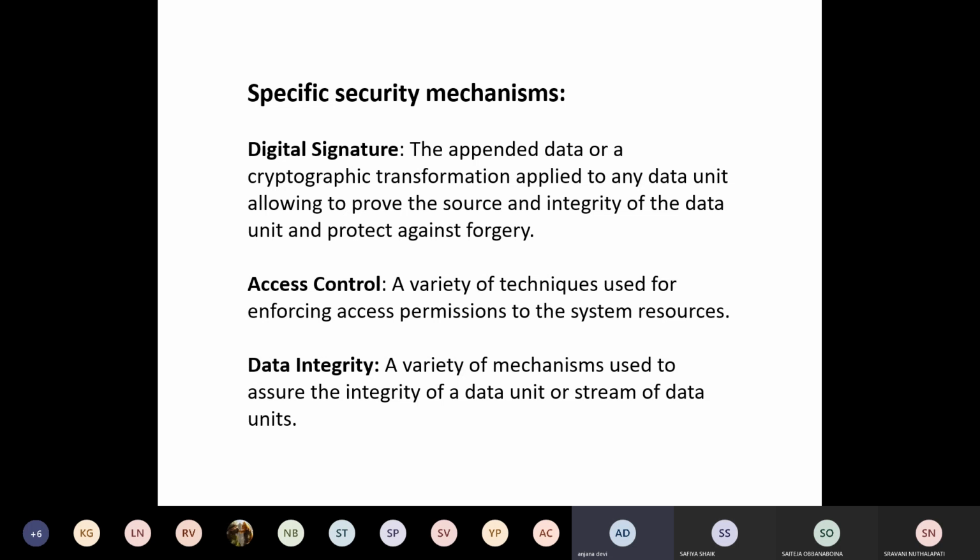Appending means you are adding some extra data to the data, so that they are not able to copy the entire text, or a cryptographic transformation. Transformation means we are transforming the text from one form into another form, such that no one can easily forge that particular data. Okay, this is one of the security mechanisms. What they are saying in the digital signature is the appending of data or a cryptographic transformation applied to any data unit to prove the source and integrity of the data unit and protect against forgery.